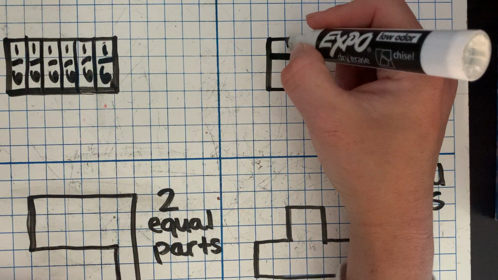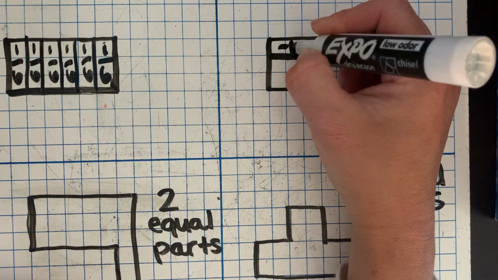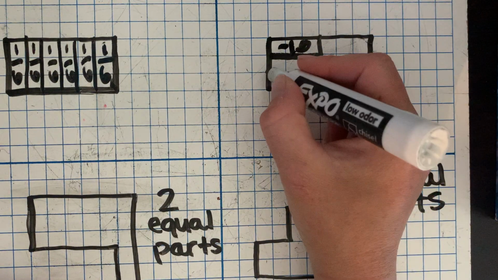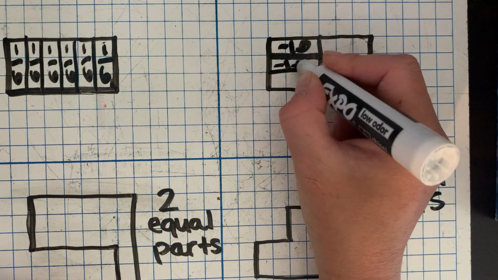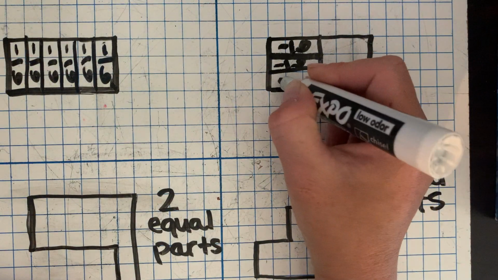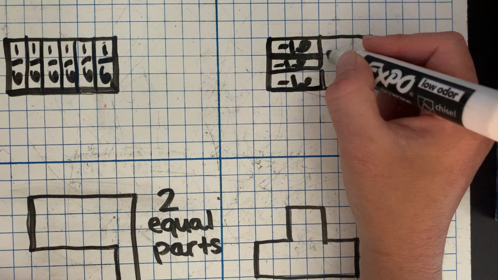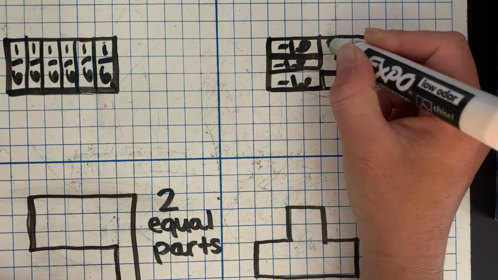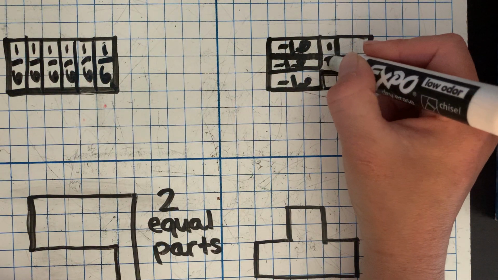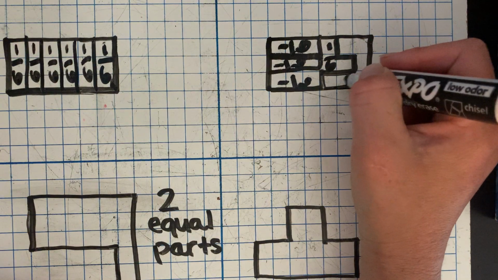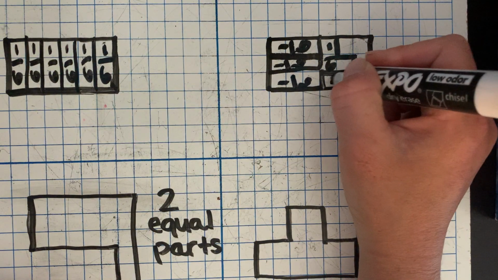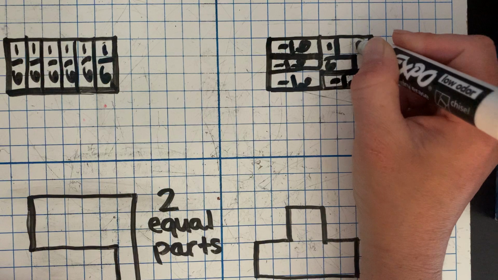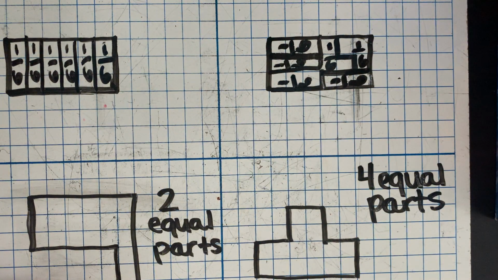So this will be 1/6. I'll write it this way. This will be 1/6. This will be 1/6. Then maybe I'm gonna do these 3 will be a 6th here. Then I'll do these 3 will be a 6th here, and those 3 will be a 6th there.